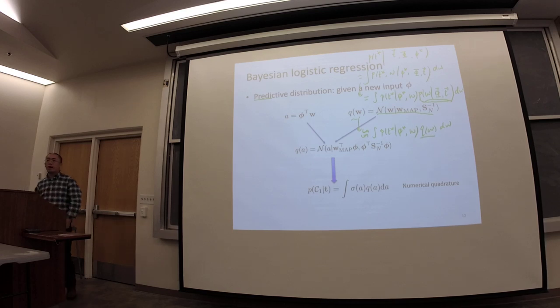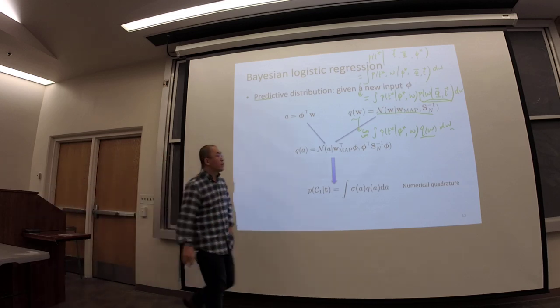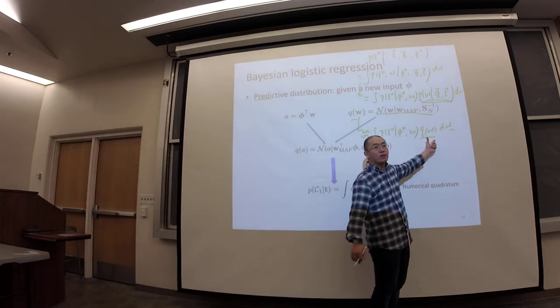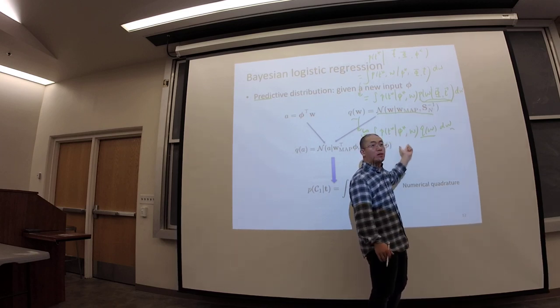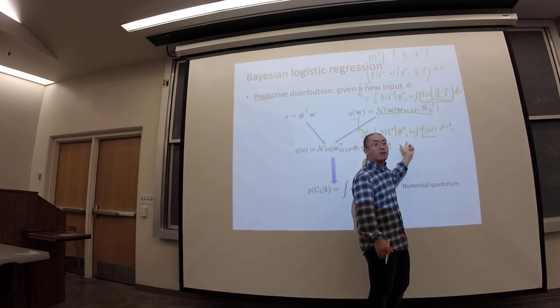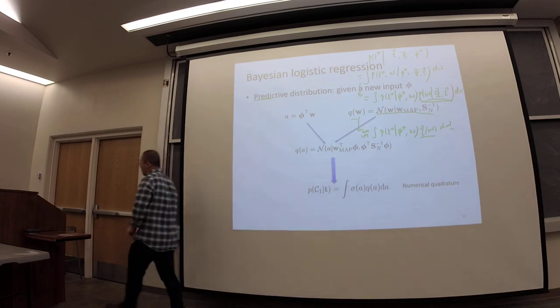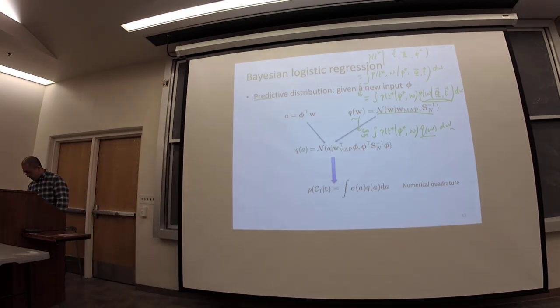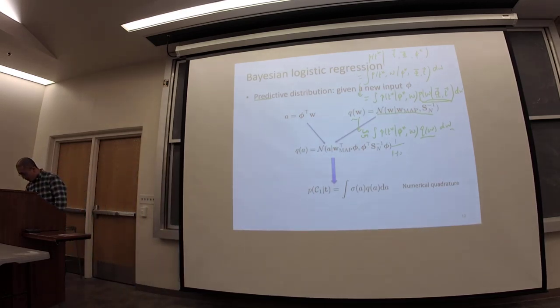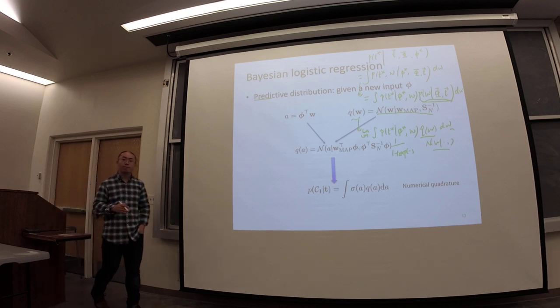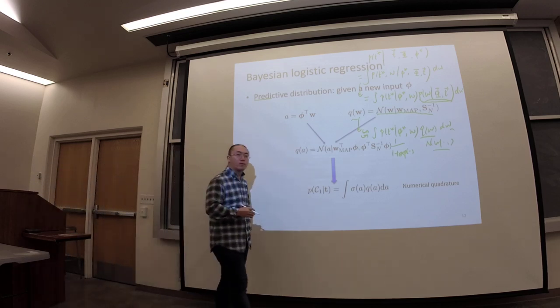Q(W) is a multivariate Gaussian distribution, right? So W is a vector, so we're going to integrate over a vector. And remember, this is still a sigmoid activation function, and this is a multivariate Gaussian distribution. So this integration is still infeasible to compute. How can I address this problem?